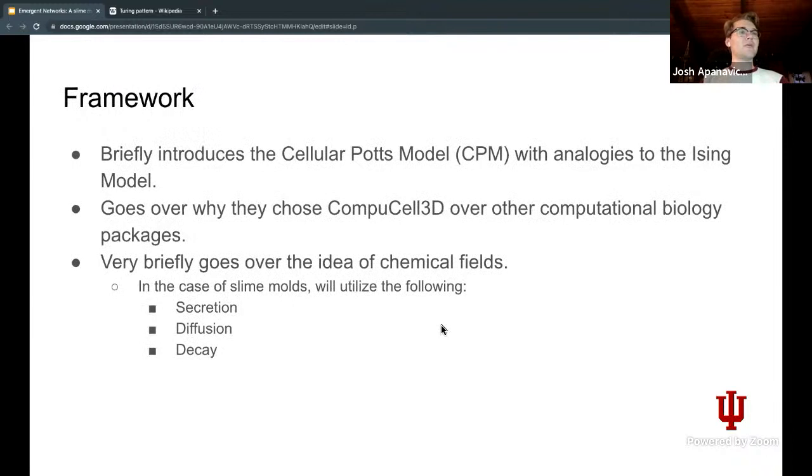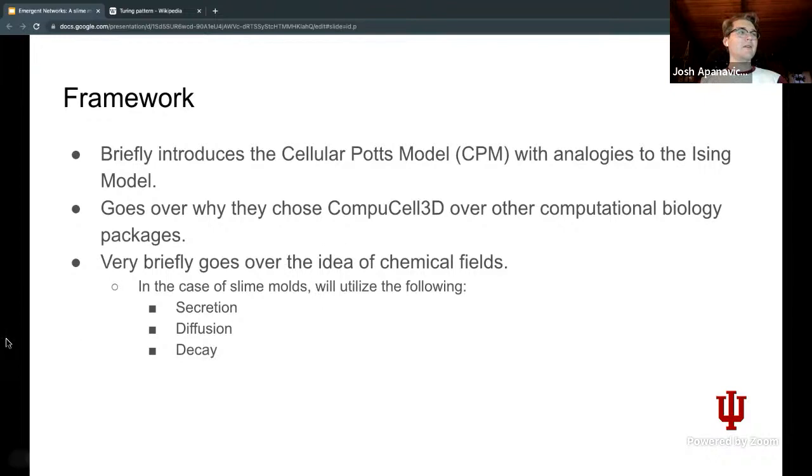So after going through the biological process of the slime mold, he starts going into the framework that he used to model it. He briefly introduces the CPM model, explaining its relations to the Ising model, which is a very popular one. He explains why he chose CompuCell, which is essentially that it was the most robust library at the time.